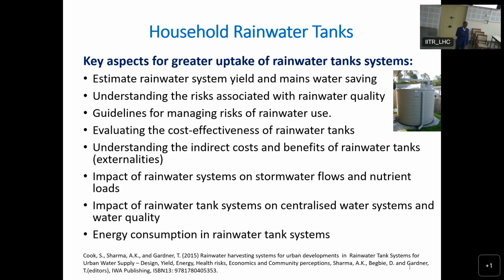Once you are keeping this under control, you can use it here. Energy consumption in the rainwater tank system. So building this one can use the energy here.